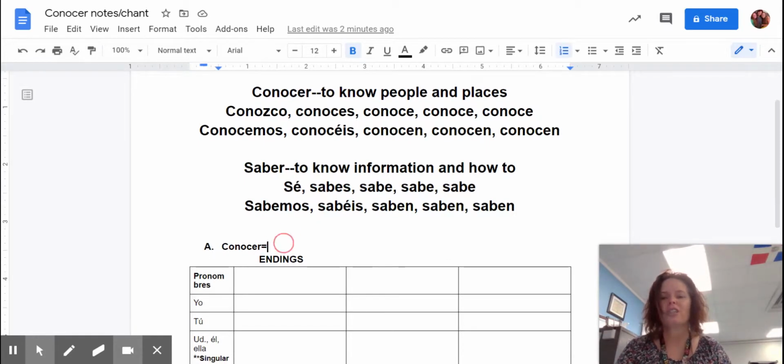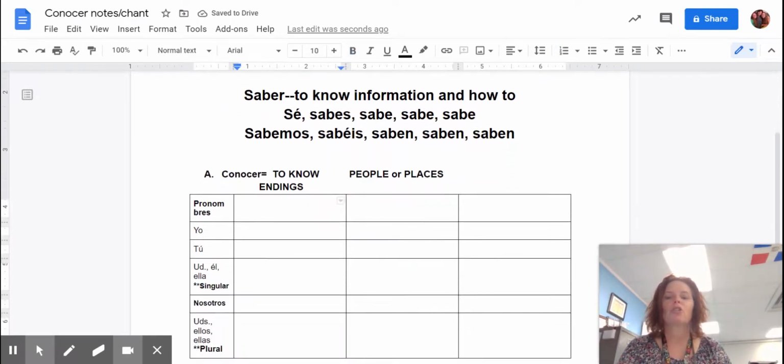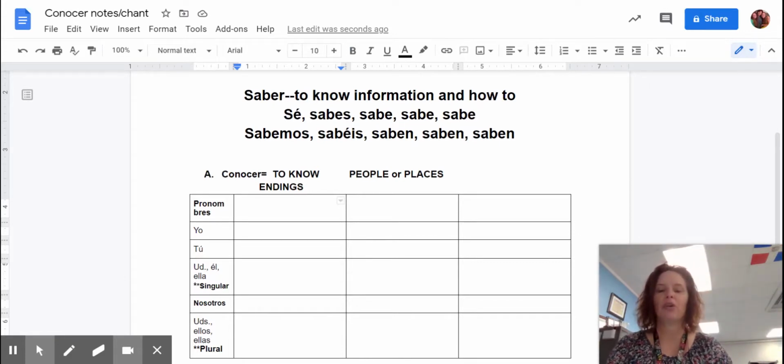Okay. Conocer obviously means to know, and you use it when you know people or places. If you have your packet of notes from me, like you actually came to class and have a paper copy of notes, you don't have this column for endings, so just write them out here.